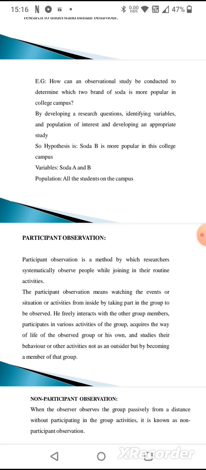And then participant observation. Participant observation is a method by which researchers systematically observe people while joining in their routine activities. Participant observation means watching the events or situation or activities from inside by taking part in the group to be observed. He freely interacts with the other group members, participates in various activities of the group, acquires the way of life of the observed group, and studies their behavior or other activities, not as an outsider, but by becoming a member.